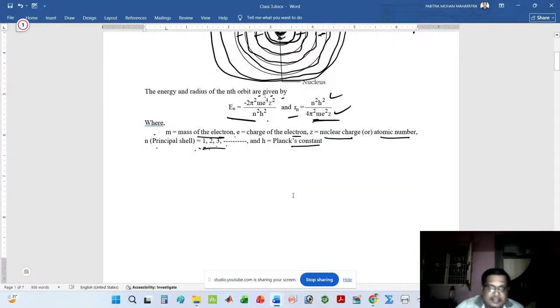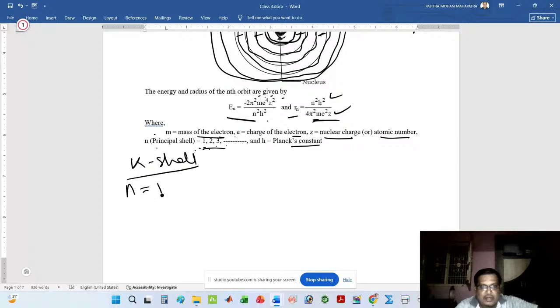Let me explain how you are able to find the energy and radius. Suppose a student wants to know the energy and radius of the K cell. Then for the K cell it is highly necessary to put n equal to 1. Now put the value, then what will you get? Here I can say that U1 is for n equal to 1.